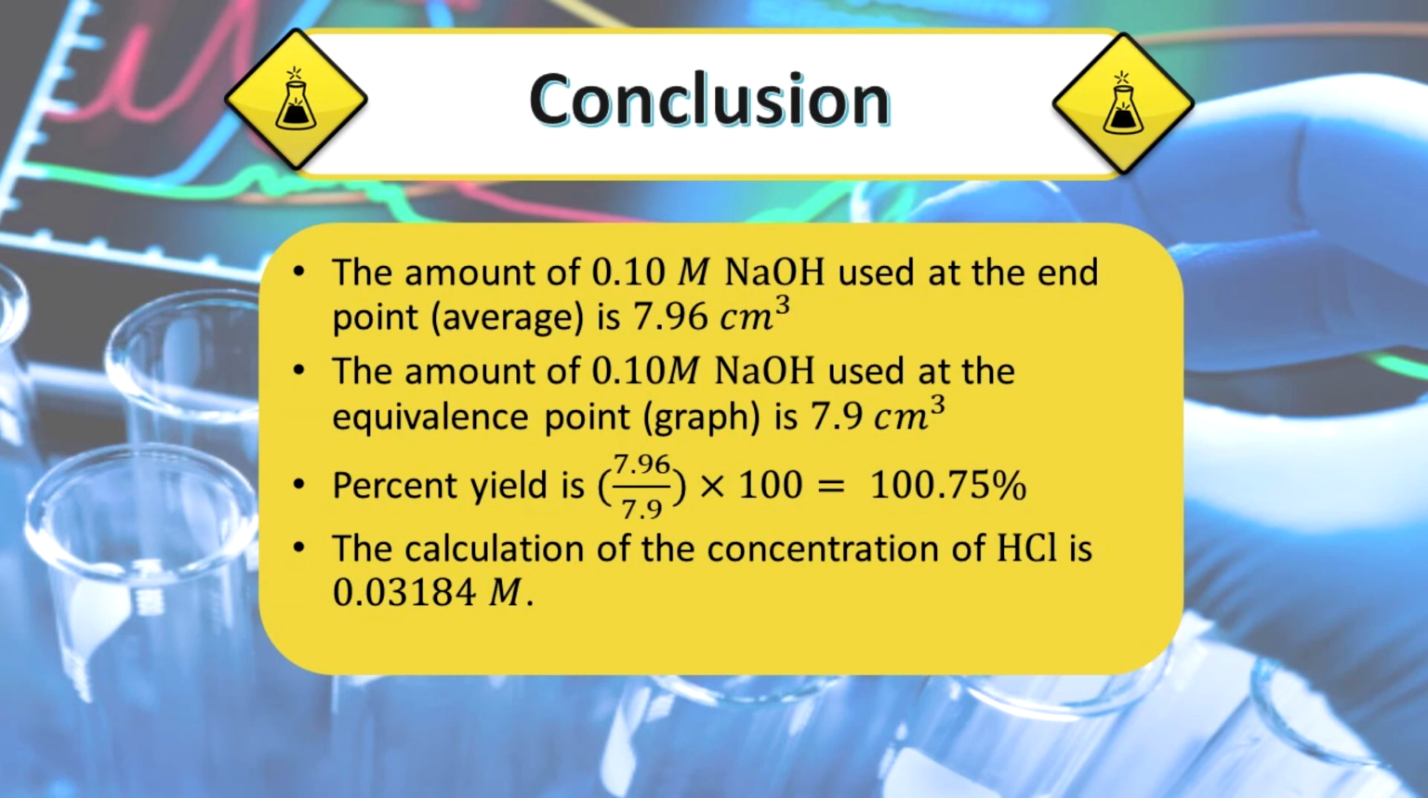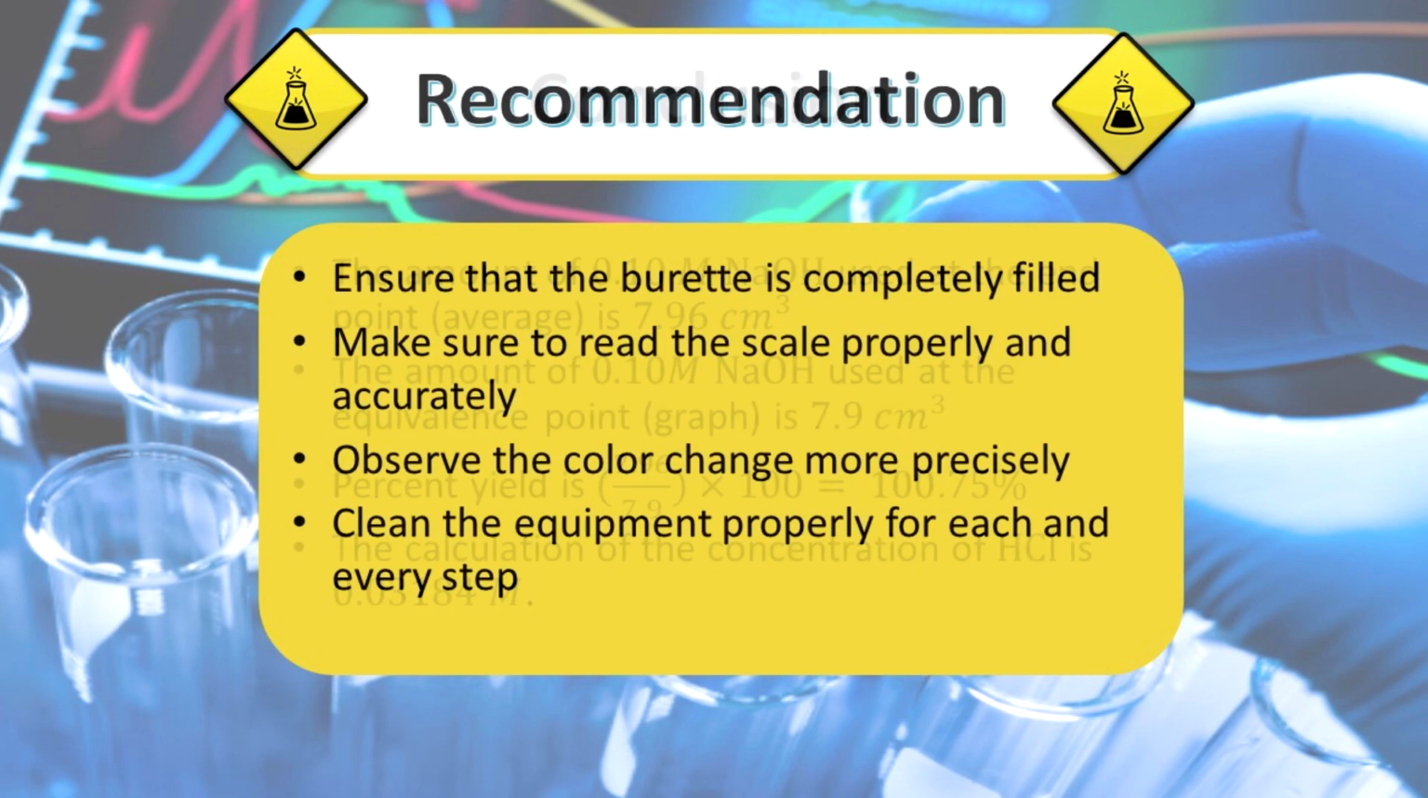To conclude, from the experiment, we have found that the NaOH used at the endpoint is 7.96 cm³, the NaOH used at the equivalence point is 7.9 cm³, the percent yield is 100.75%, and the results show that the sample had a concentration of 0.03184 molar. These are a few suggestions for better results.